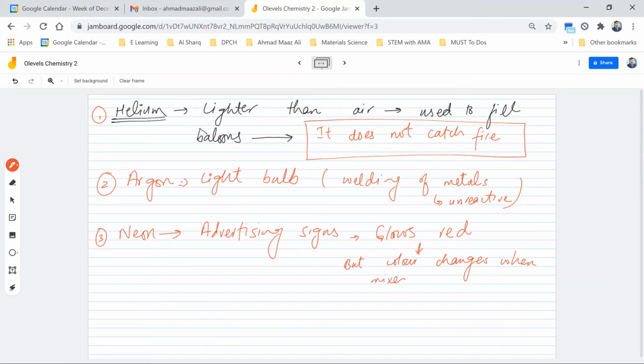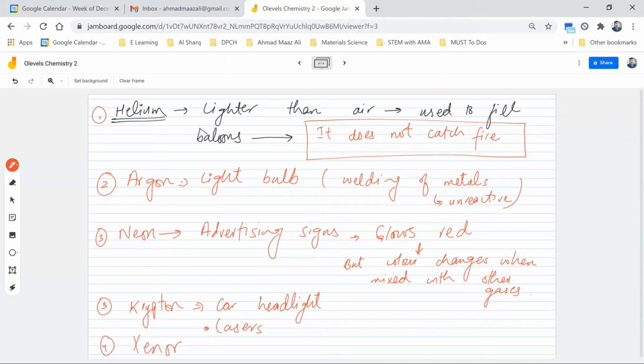All right. So yeah, and the next is krypton. It's mostly used in car headlights, and some lasers as well. And finally, we have xenon.